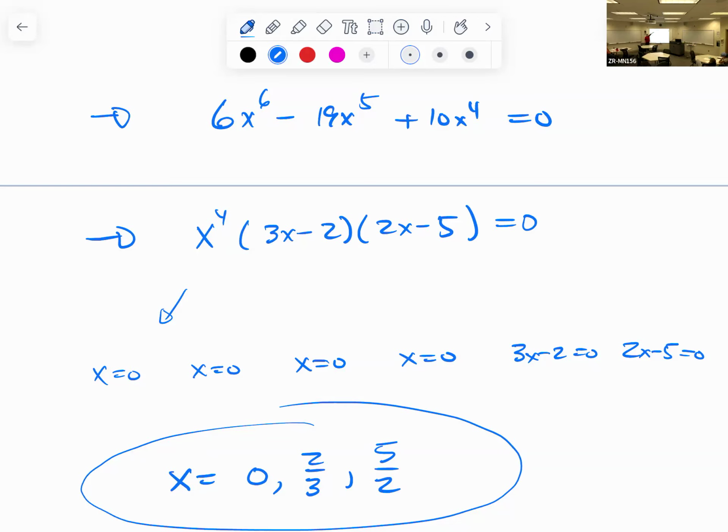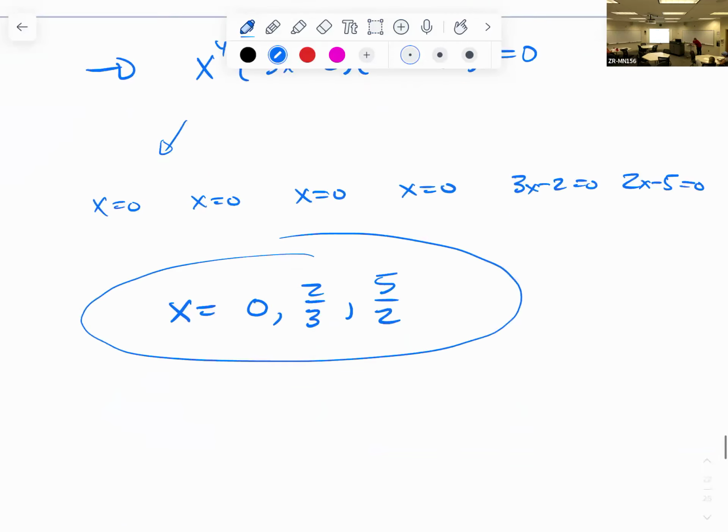This is a 6th degree, which means there have to be 6 solutions. That's why I wrote this out this way, because whatever degree this is, that's how many solutions there are. Does it happen that 4 of the solutions are exactly the same? Yeah. But we actually found 6 answers. It just happens to be only 3 distinct answers. So just as a note there.